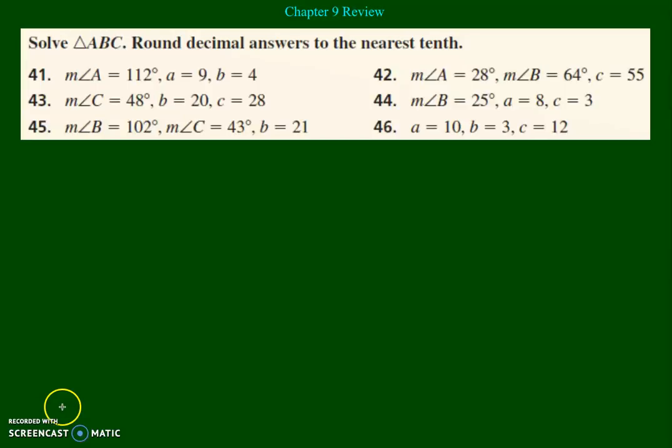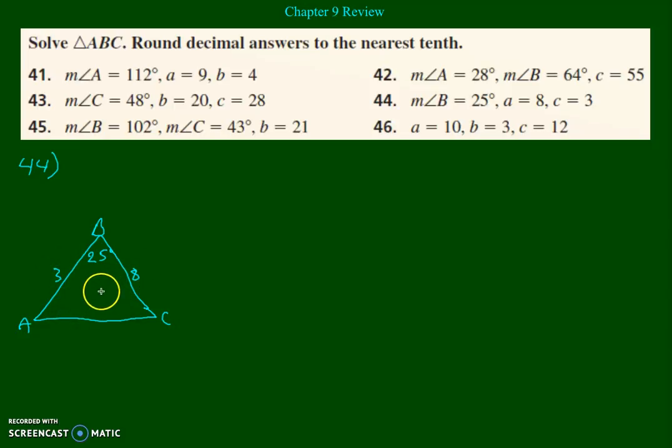This is part 7 of the Chapter 9 review, and we're continuing on with problem 44. So let's begin by drawing in our triangle. And our values. We have angle B is 25. We have A is 8 and C is 3.